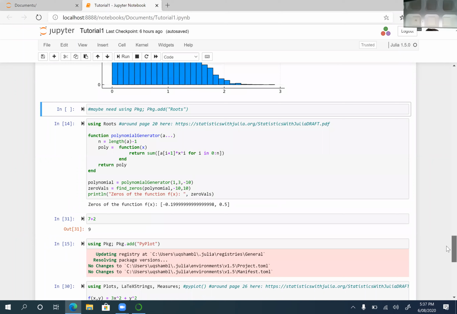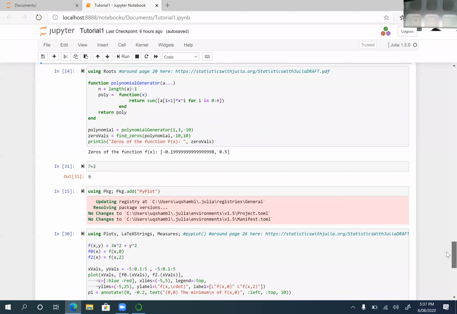Okay, so now that brings us to, I think, question 3. This comes from Yoni's book with Hayden, Statistics with Julia. In this, they build this function.